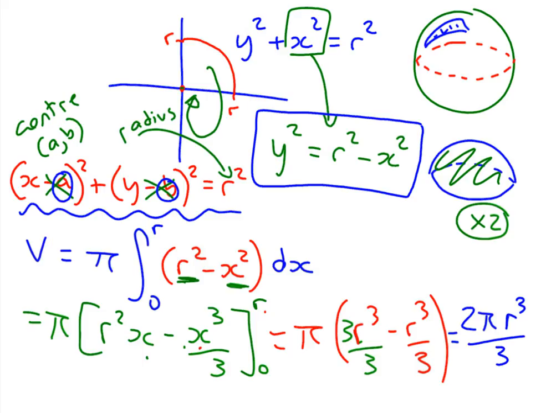Now, remember I told you to shout at the screen? That's a hemisphere, that's half of your volume. So what we need to do is times by 2. So actually, you already know the formula, 4 pi r cubed over 3.